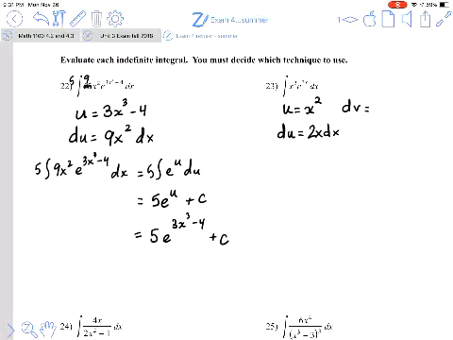Dv then would have to be the other factor of the product, e to the 3x dx. Now we've got to find v. V is the antiderivative of dv, meaning it's the antiderivative of e to the 3x dx. Well, in order to find that, let me just write it this way. We need to find the antiderivative of e to the 3x. The only way we can do that is if we had a 3 here and then a 1/3 in front.